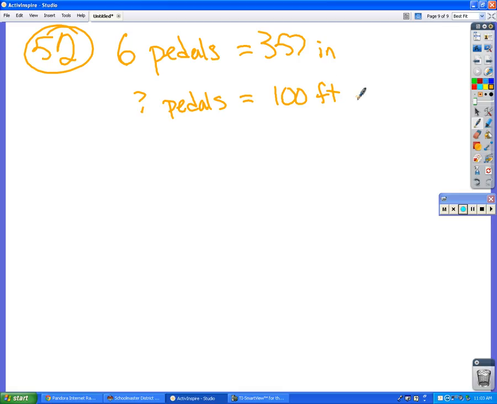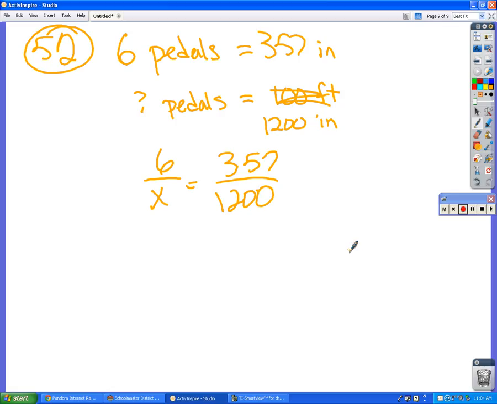So we basically have the same idea as we had on the last problem, because there's a proportion staring us right in the face. But which do you want to change, inches to feet or feet to inches? Change the feet to inches, so 12 times 100 is 1200 inches, and so if you use that instead, then there's your proportion, 6 over x equals 357 over 1200. And I will leave that up to you to solve on your own.